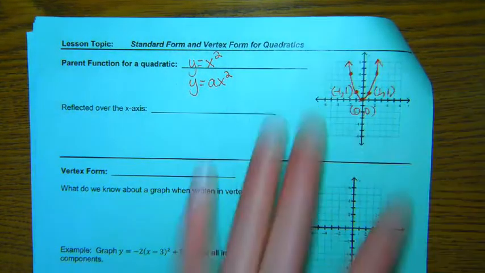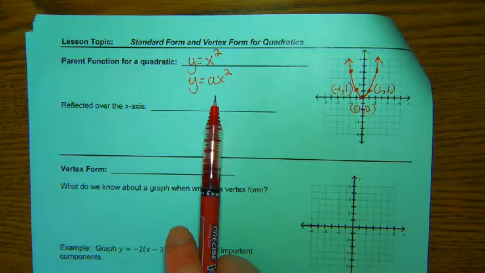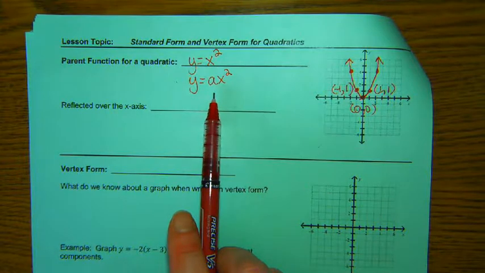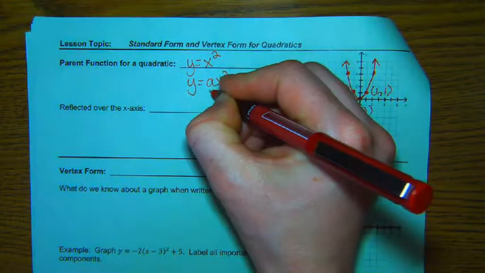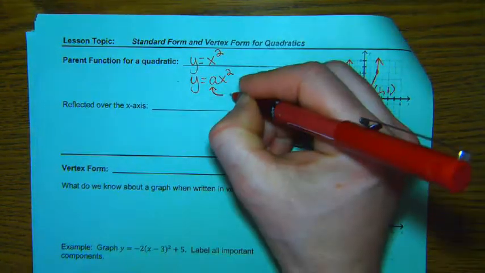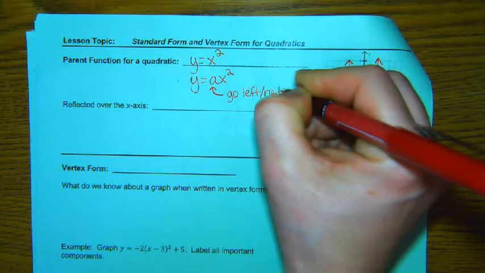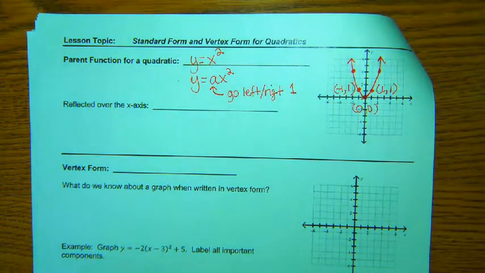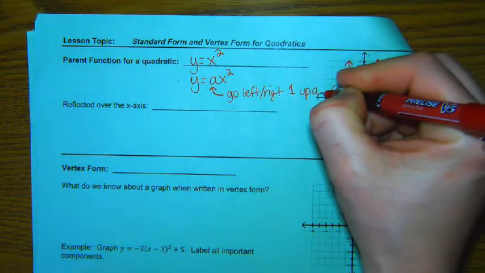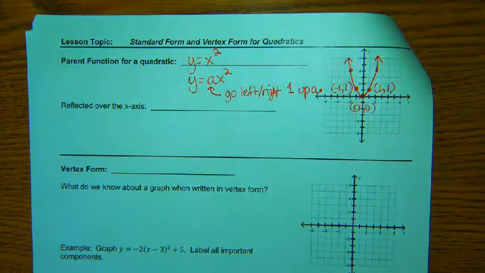Okay. Now, when we put an A in front, what happens is we then use that A and we go left and right 1, that's from the vertex, and up A, don't we? As long as A is positive. We go left and right. Did I spell right incorrectly? I did. We go left and right 1, and that's what we did in our opener today, and up A. All right.